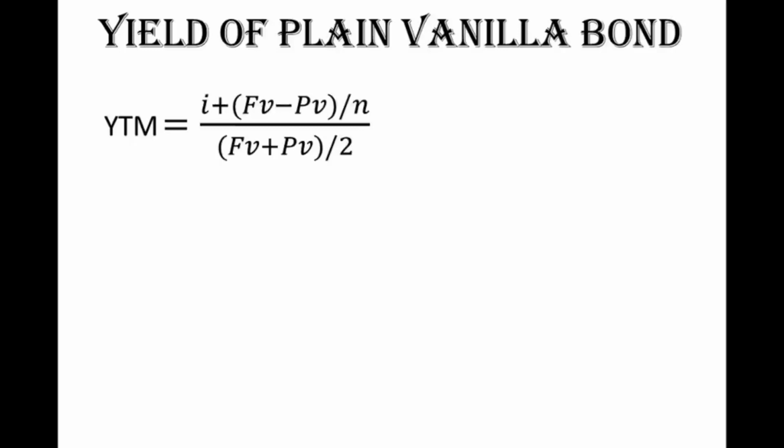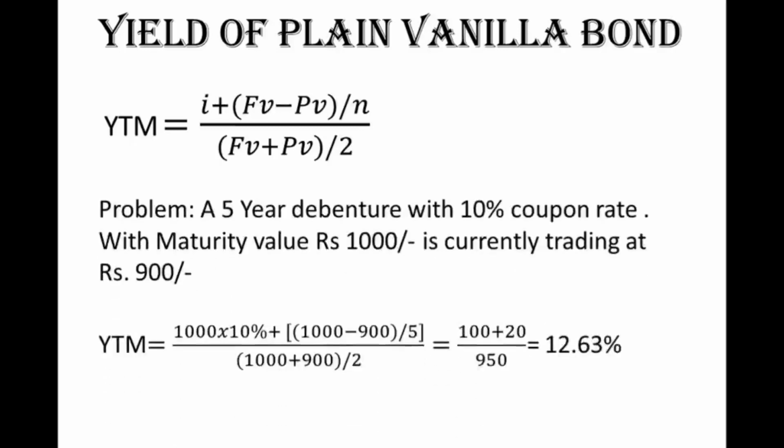Now let us see the yield of plain vanilla bond. Okay, we will go to current yield. Current yield is a very simple formula. We will go to it later. But let us understand what is yield of plain vanilla bond first. As I told you, a vanilla bond is a bond for which the interest rate is fixed for whatever period it is issued. So let us take the first problem.